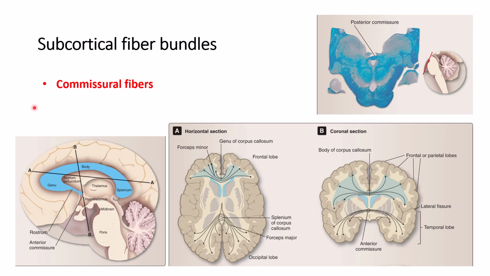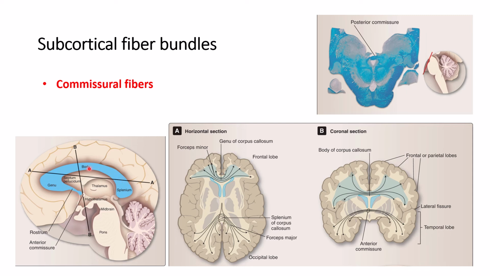The second type is called commissural fibers. These commissures are connecting the two cerebral hemispheres. So the first one is a small one that's called the anterior commissure, this one, and this is the one that connects the two temporal lobes. Then there is the corpus callosum. This is really the big one.